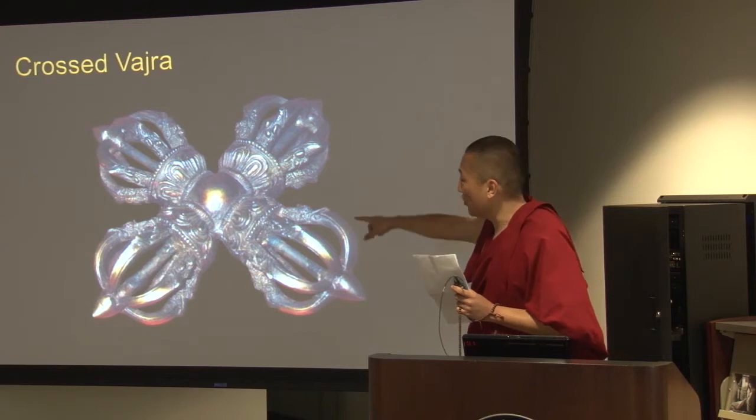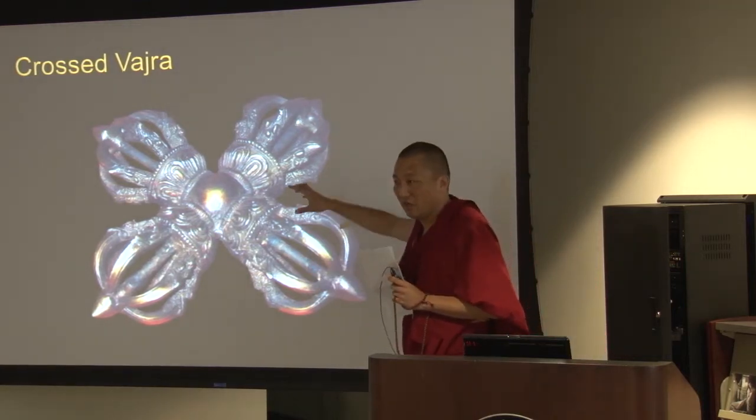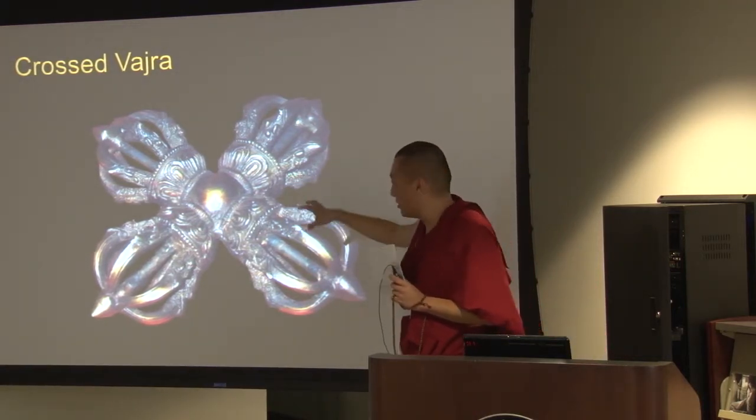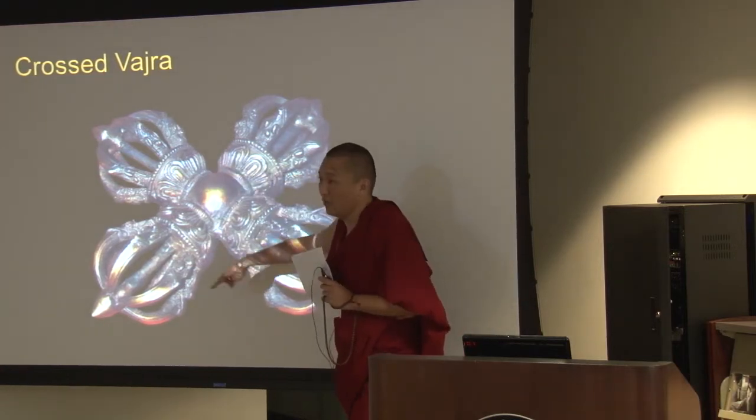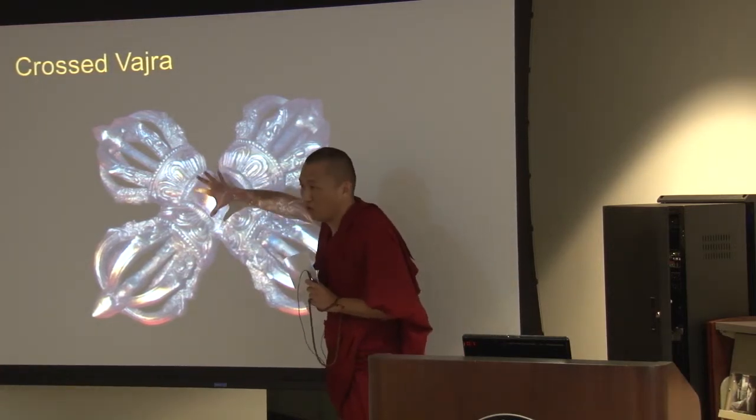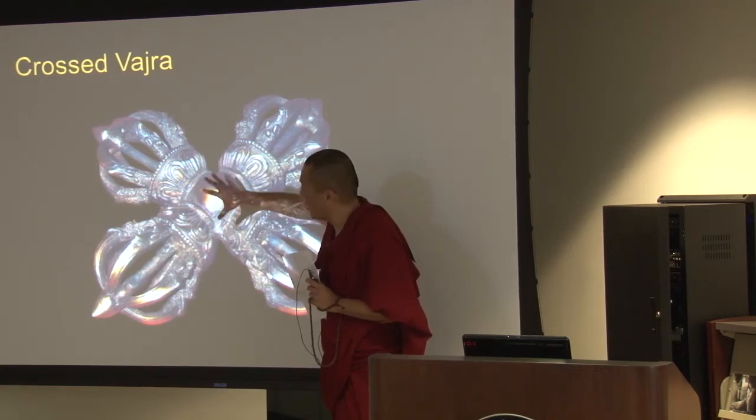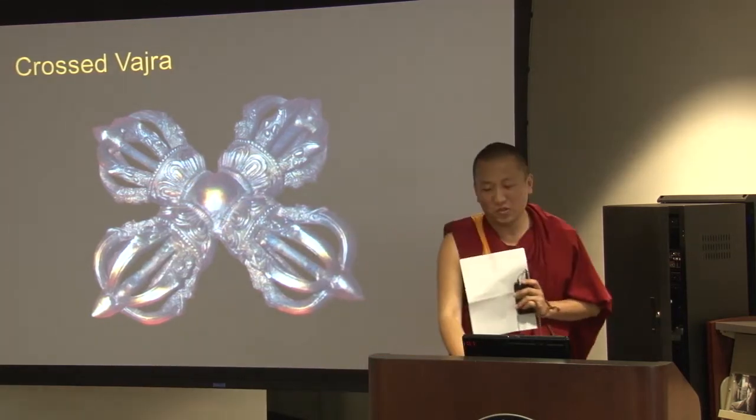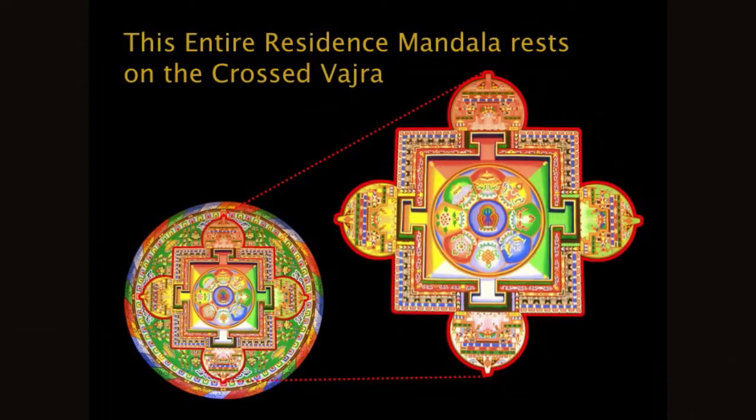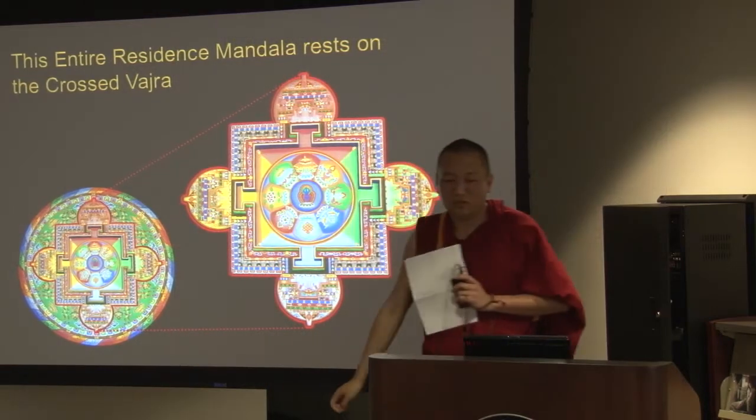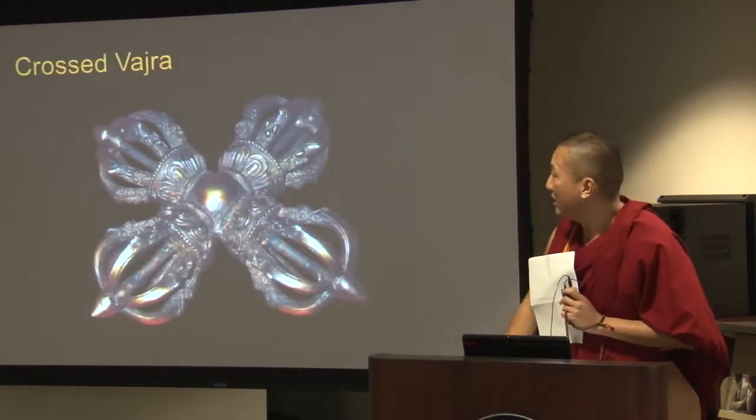So this is the cross vajra, and what we are seeing in the picture from top down are these parts. Because mandalas rest on the center. So this one, and you see, right here. This is the cross vajra.